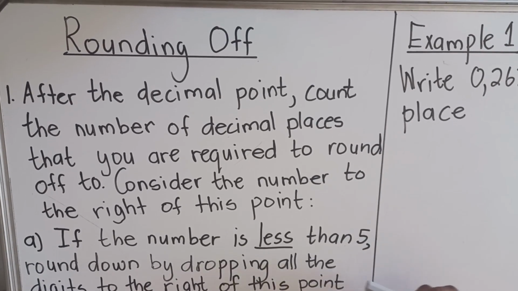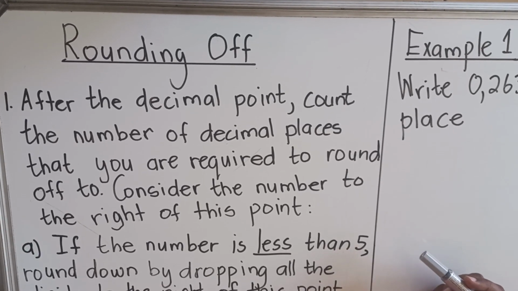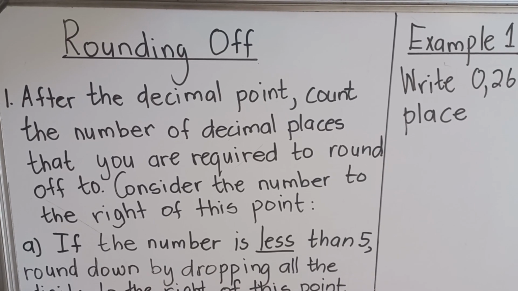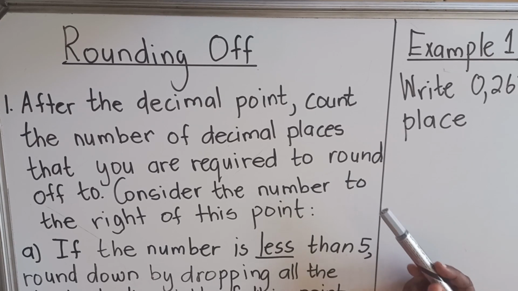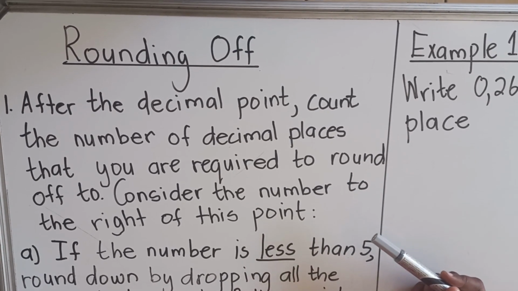The first rule is after the decimal point. You're going to have a number, and you find the decimal point. All the numbers before the decimal point, you don't fiddle with them. So you get a decimal point. What do you do? You count the number of decimal places that you are required to round off to.